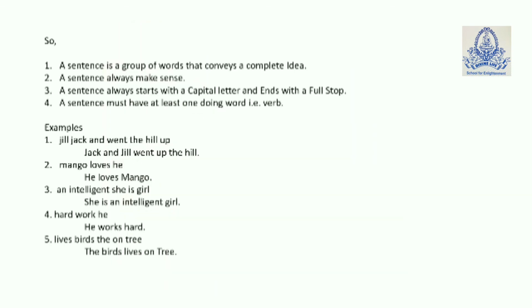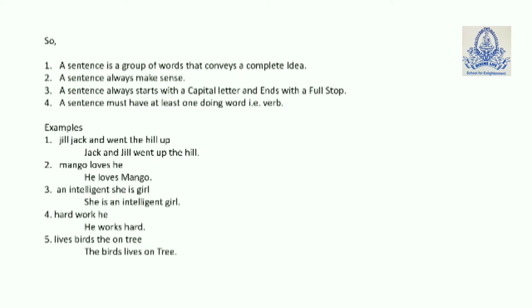So once again we will revise. What is a sentence? A sentence is a group of words that conveys a complete idea, means that makes a complete meaning of what the sentence wants to say. A sentence always makes sense. It always has a meaning, right? A sentence always starts with a capital letter and ends with a full stop. A sentence must have at least one doing word. A sentence is also correct when there is a doing word or an action word given to you, that is also called verb. Now, here we will see a few examples once again to understand what a sentence actually is.